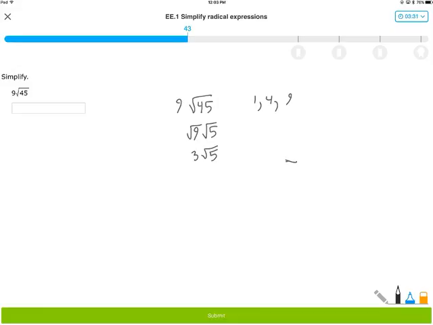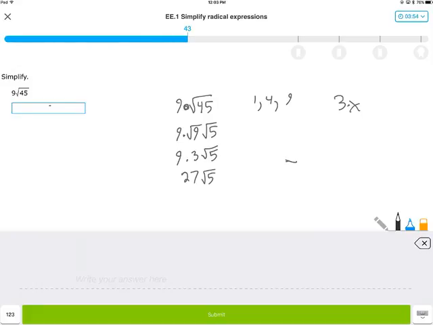Now the question is, what sign was right here in between the 9 and the 45? Well, if there's no sign written there, just like if I write 3x, we're talking about multiplication. So that was 9 times this. So I'm going to write 9 times out front. So let's simplify this 9 times 3 into 27 root 5. And that's what comes out. So we get 27 root 5.